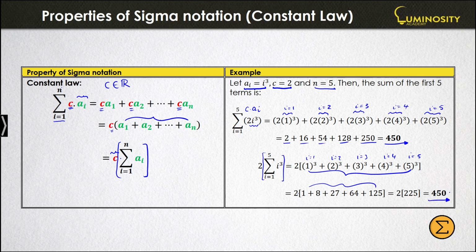So the constant law here is very useful when you have a constant number times a general term. You can just pull out the constant and then just focus on the general term only. Okay, and that's how we'll use the constant law.